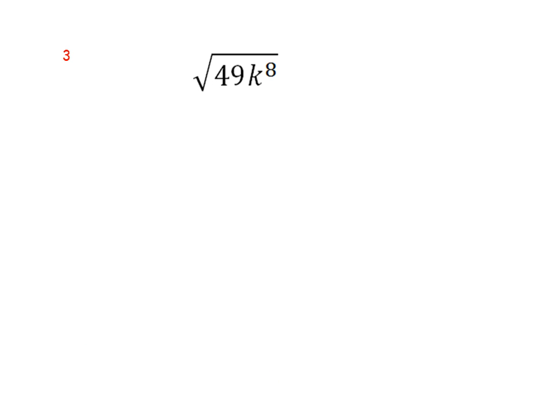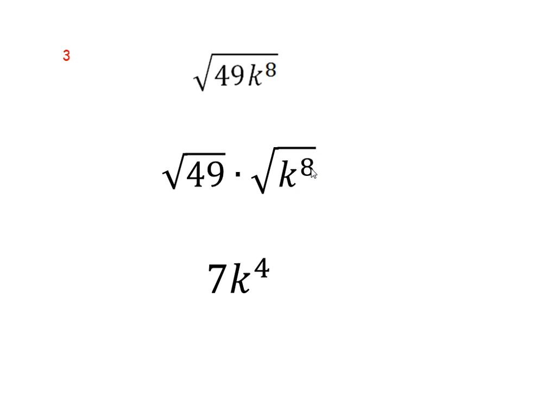Number 3, the square root of 49 times k to the 8th power. We're going to use the same process as we did on the last problem there by just breaking this down, taking the square root of 49 times the square root of k to the 8th power. I know what the square root of 49 is because 49 is a perfect square. That's 7. And I know the square root of k to the 8th because if I take the square root of anything with an exponent, I just divide the exponent in half. So what this will be is 7 times k to the 4th. The 7 comes from the square root of 49, and the k to the 4th comes from the square root of k to the 8th, because k to the 4th times k to the 4th is k to the 8th.